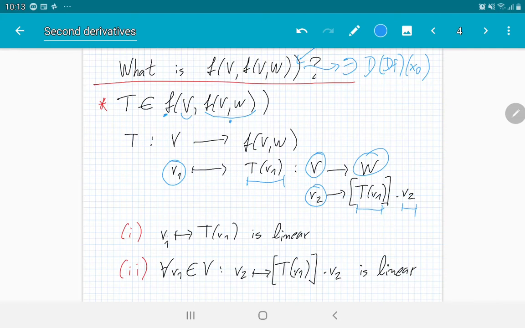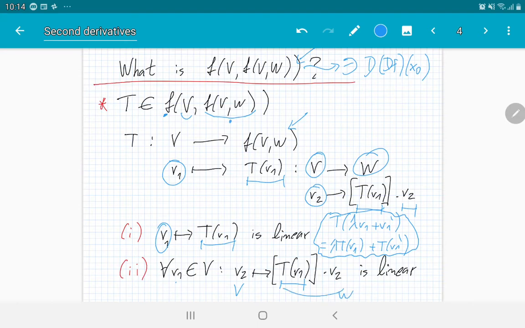We know that the mapping from v1 to T v1 is linear. Therefore, if you compute something like T applied to lambda v1 plus v1 prime, it should be lambda times T v1 plus T v1 prime. Here we're using the operations defined in the set of linear transformations, which we know is a vector space, so everything's well defined. We also know that when you fix v1, this T v1 is a linear transformation from v to w. So we have a similar thing.